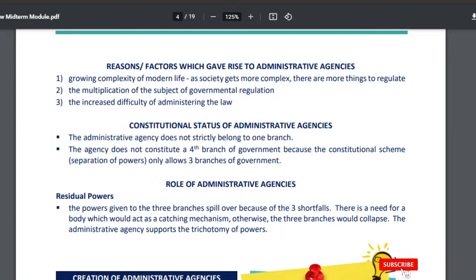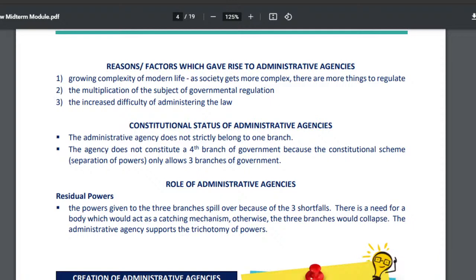Second reason is the multiplication of the subject of governmental regulation. Because again, of the complicated life that we have now, it becomes complex, and there is a multiplication of what our government regulates. Our particular government can no longer regulate a particular function. Okay? So there is a need for our whole government to have these administrative agencies. And the third reason is the increased difficulty of administering the law.